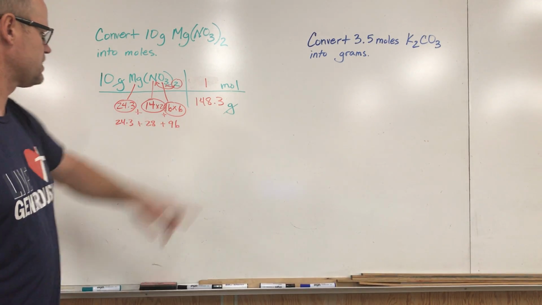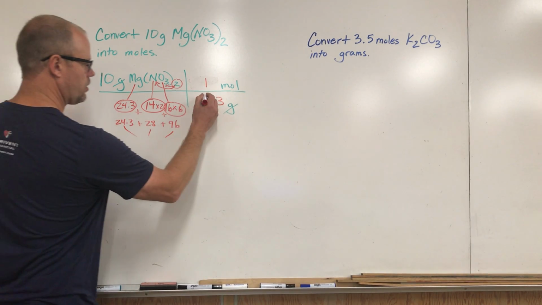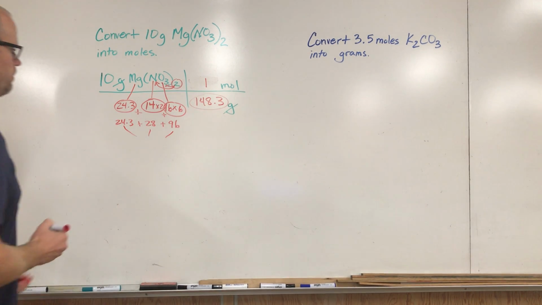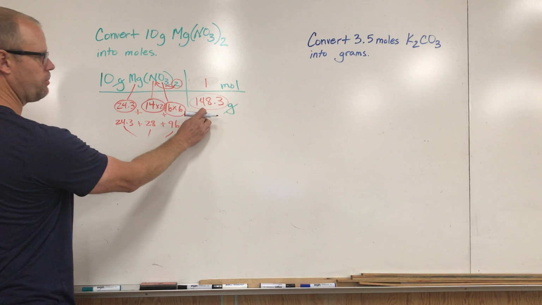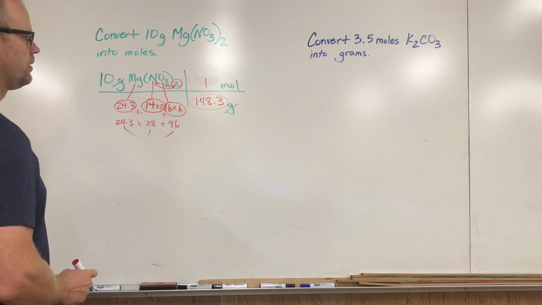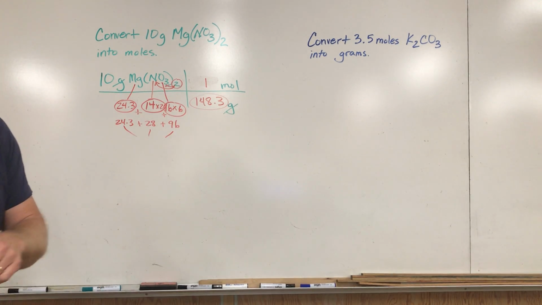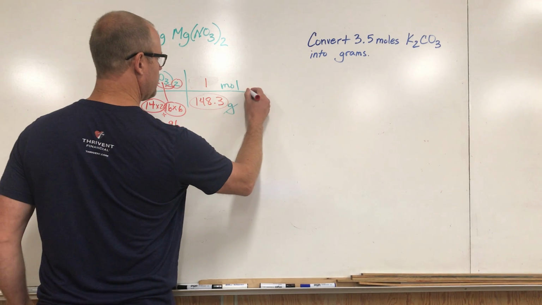So the atomic mass is added together. This entire sum right here is going to go with grams every time. 1 always goes with moles. Now this basically just tells us we're going to take 10 divided by 148.3 because it's on the bottom. Okay, so 10 on top, 148.3 on the bottom. We ignore the 1 because it doesn't affect the math. And this becomes 0.067.